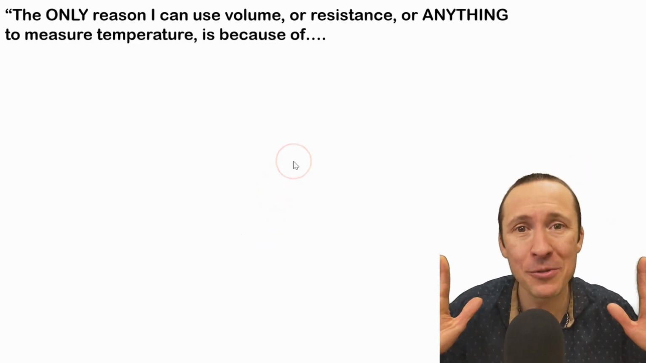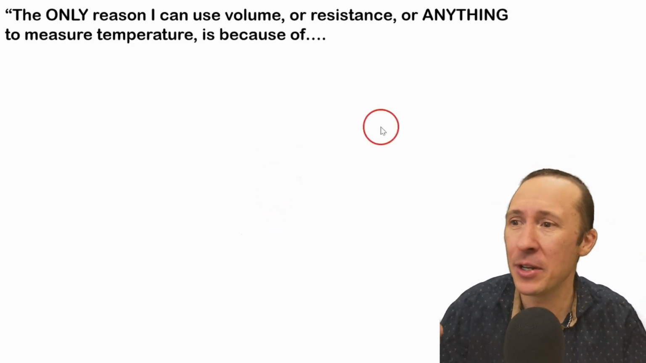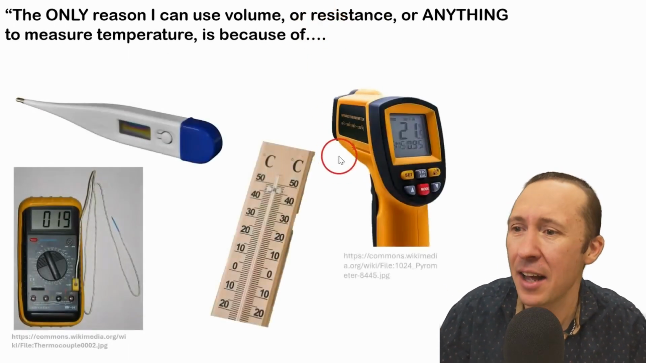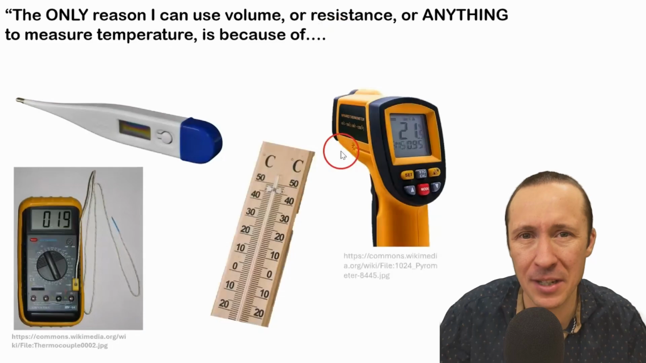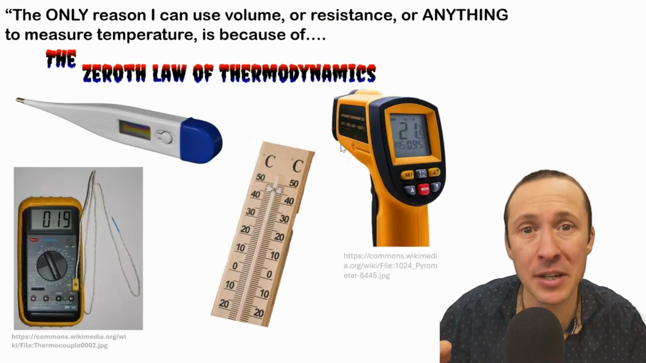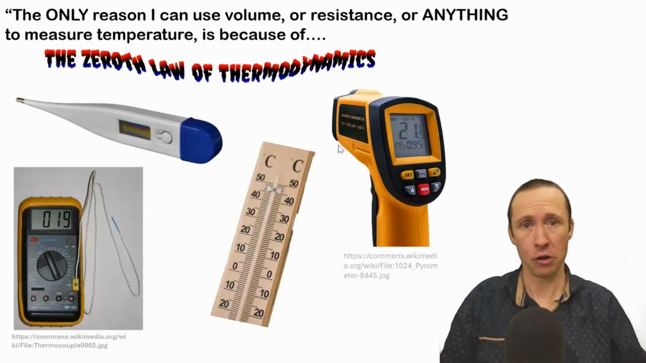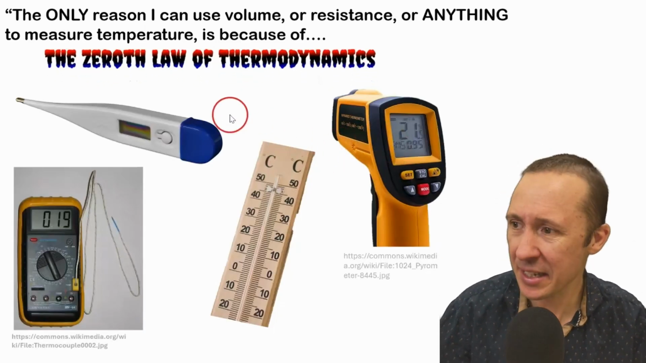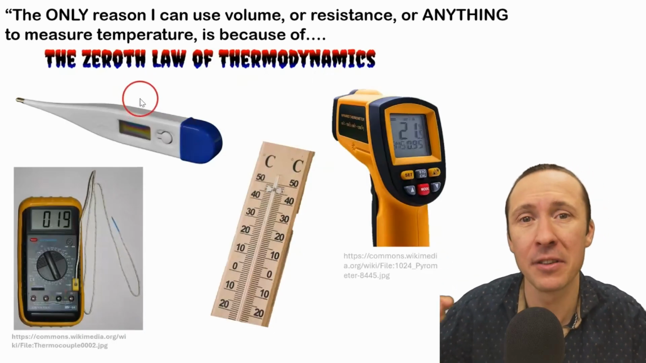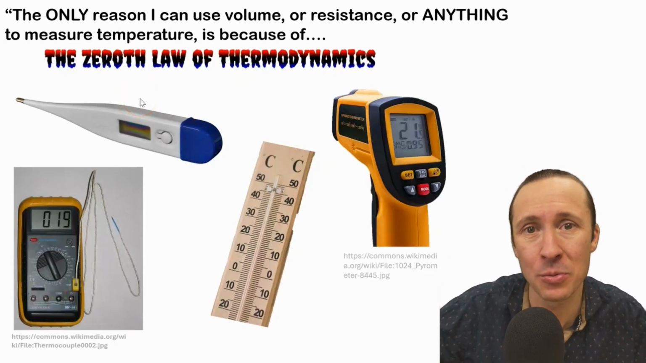Now, the only reason we can do this, and we don't have to use volume, we can use resistance, there's light that's used, and there's so many different types of thermometers, but the only reason we can use something else to measure temperature is because of the Zeroth Law of thermodynamics. It's called the Zeroth Law because it was created after the first, second, and third laws were created.